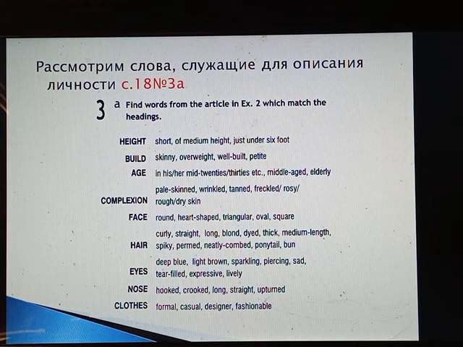Eyes. Eyes can be deep blue, light brown, sparkly, piercing, sad, tear-filled, expressive or lively. Nose. Your nose can be hooked, crooked, long, straight, upturned. And you can wear clothes which are formal, casual, designer, or fashionable. If you don't know any word from this list, copy it out, translate, and learn. They are really useful and they can help make your description really interesting and beautiful.